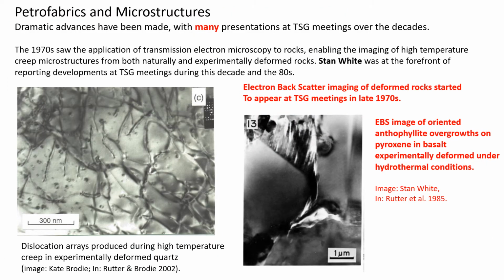Mother Nature gives us microstructures and petrofabrics, but experiments give us all of these things, but mechanical data as well. Identical microstructures are used to justify the application of mechanical laws to natural deformation. The 1970s onwards saw the application of transmission electron microscopy to rock deformation, both natural and experimental, with many presentations on this theme being made at TSG meetings. Towards the end of that decade, compositional or Z-contrast backscattered electron imagery in the scanning electron microscope began to feature more and more, complementing optical imaging.